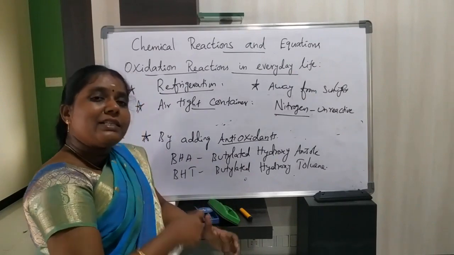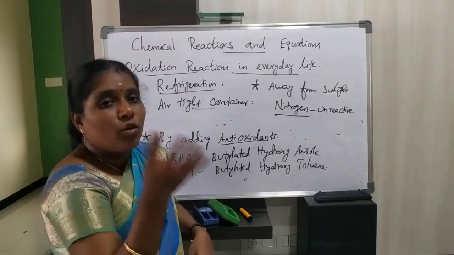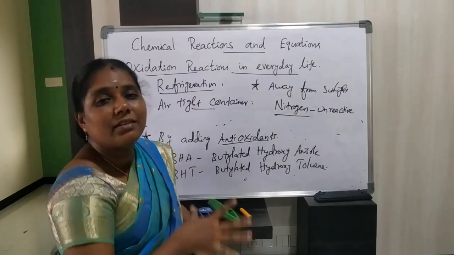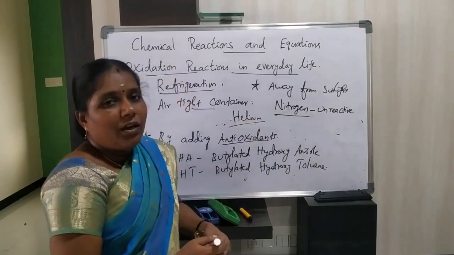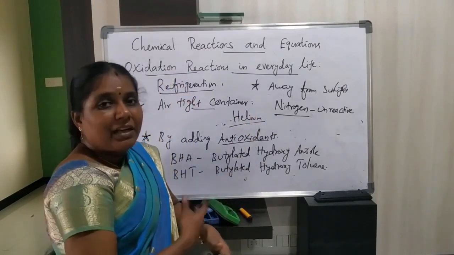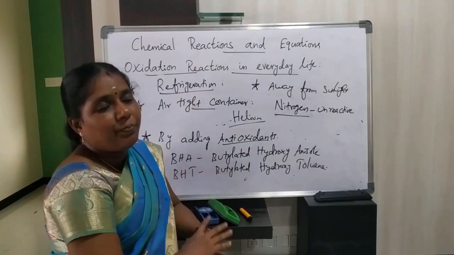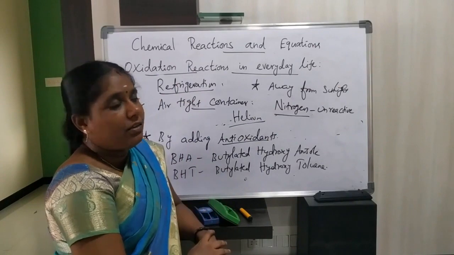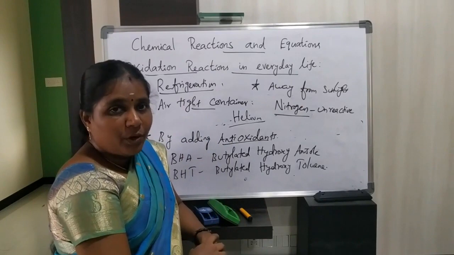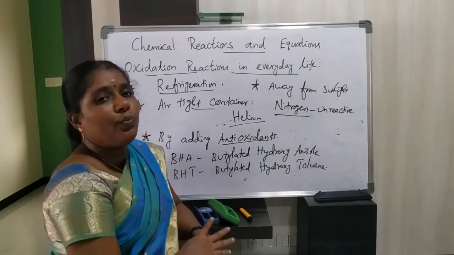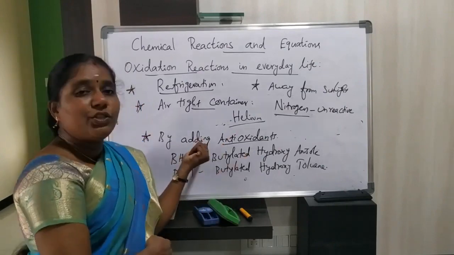Same like this, in some places they fill helium gas. Helium, as you know very well, is one of the noble gases that we call inert gases. By filling with helium also we can avoid rancidity, because this is also an inert gas, unreactive with other substances. So it will not allow oxygen to enter inside. It will avoid the oxidation process. We can also use antioxidants like BHA and BHT.